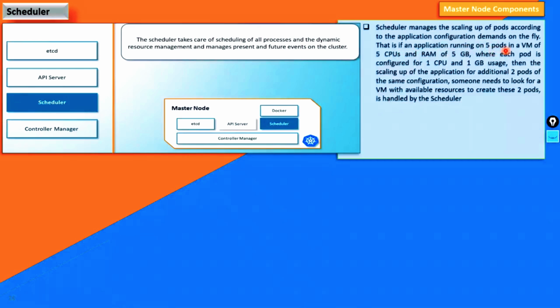That is, if an application is running on 5 pods, I have the same image in 5 pods. That means I have a Java application as an image, which is in a pod in a container. Okay, and I wanted to have 5 replicas, such that if any one of the pods gets down, my end users do not get impacted. They will still continue to access the application. So let's say there are 5 pods in a virtual machine, let's say in the slave.